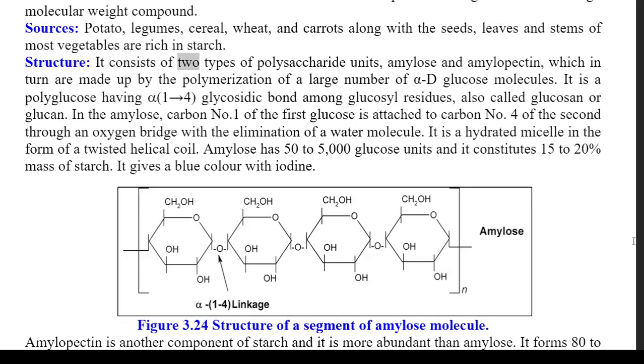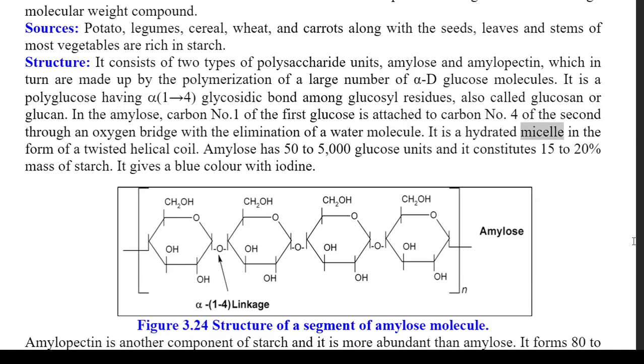Structure: it consists of two types of polysaccharide units, amylose and amylopectin, which in turn are made up by the polymerization of a large number of alpha-D-glucose molecules. It is a polyglucose having 1→4 glycosidic bonds among glucosyl residues, also called glucosan or glucan. In the amylose, carbon number 1 of the first glucose is attached to carbon number 4 of the second through an oxygen bridge with the elimination of a water molecule.